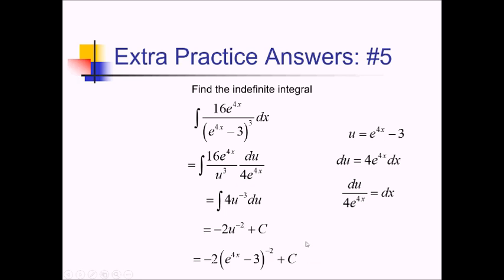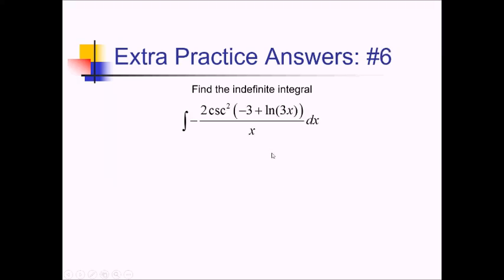For this one, it looks kind of like a crazy mess, but the key here is recognizing that we have this inner function with an ln of 3x whose derivative, which is going to have an x in it, is somewhere else out here in the integrand. So I'm going to try some substitution and see what happens. Let's let u equal all this stuff inside, negative 3 plus ln of 3x.